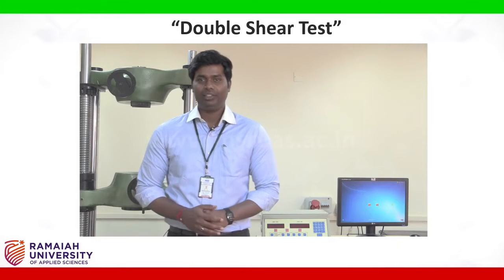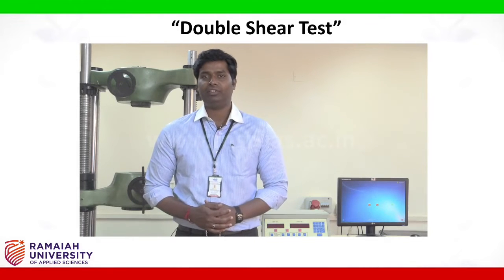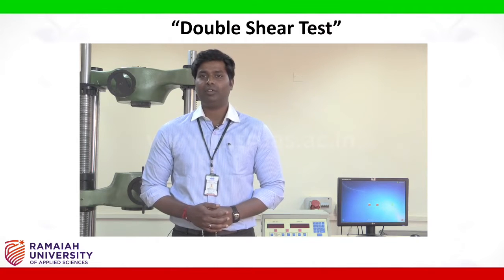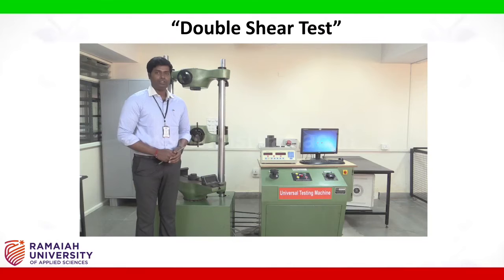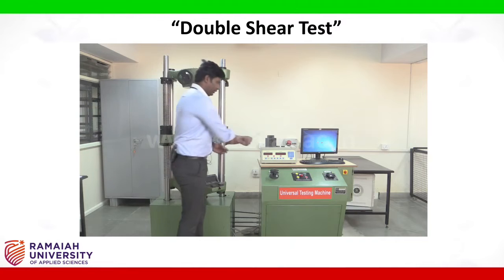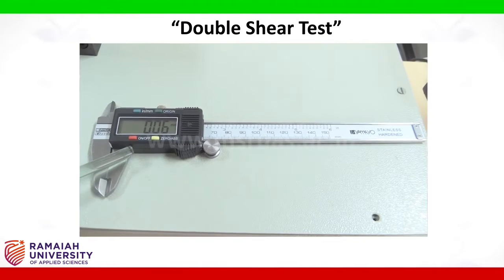Hi friends, today I am doing the experiment shear test on mild steel. The aim of this experiment is to find the ultimate shear stress of the given mild steel specimen using the double shear method. Apparatus required for this experiment are universal testing machine, shear box with the shear dies, and vernier calipers.